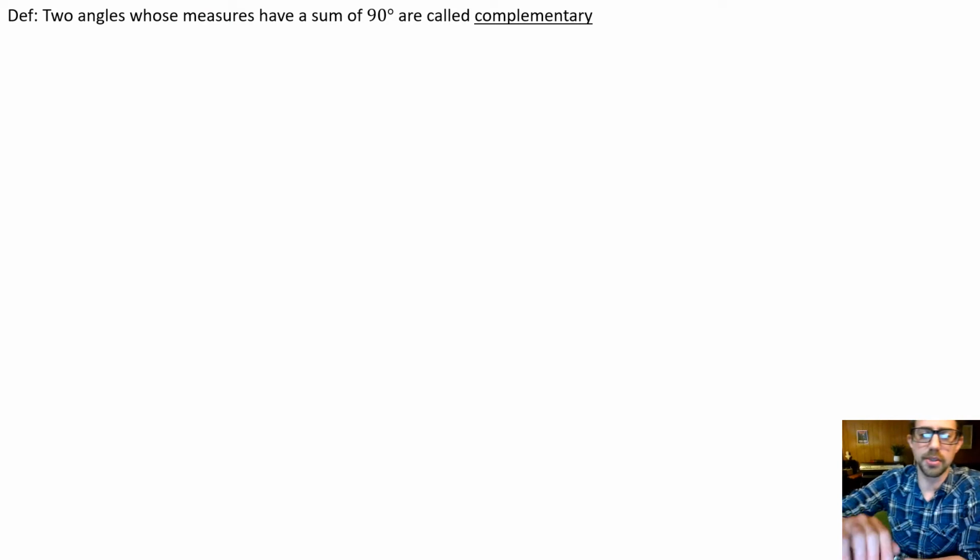So let's talk triangles. Two angles, and this goes for anything, not just triangles. Two angles whose measures have a sum of 90 degrees are called complementary. And then two angles who have a sum of 180 degrees are called supplementary.